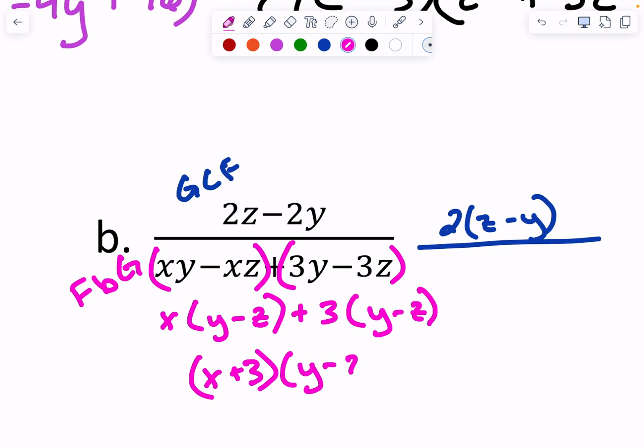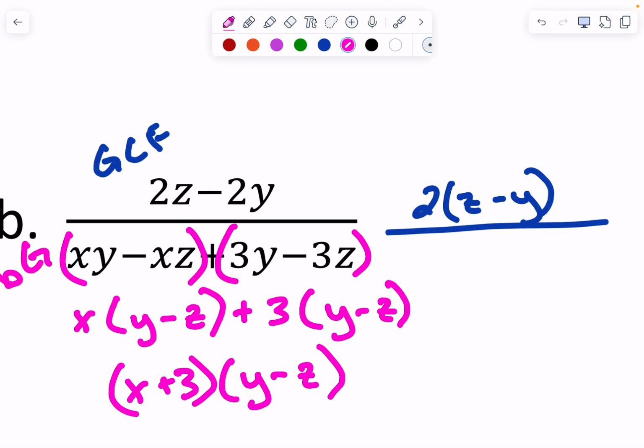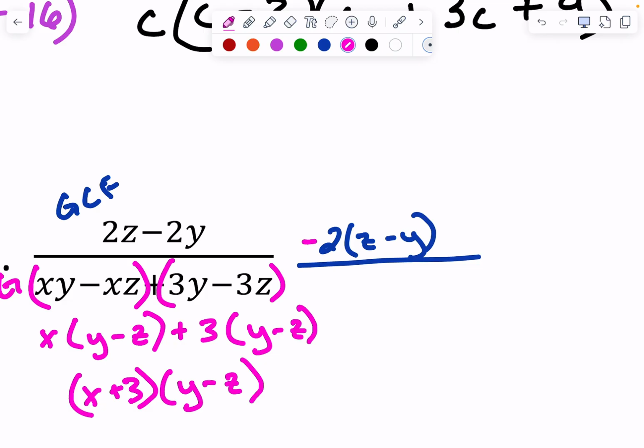But oofda, could you take a negative out? Which one do you want to take a negative out of? Should we take a negative out of the top one to make that negative 2? Yeah. Can we do that? So this will be negative 2 times negative z plus y, right? If I take a negative out. So y minus z on the top.